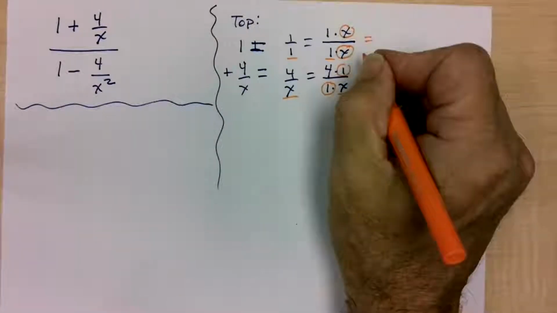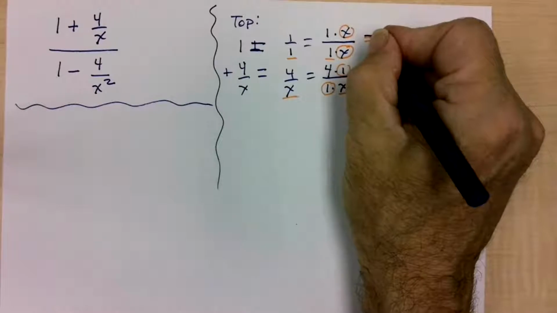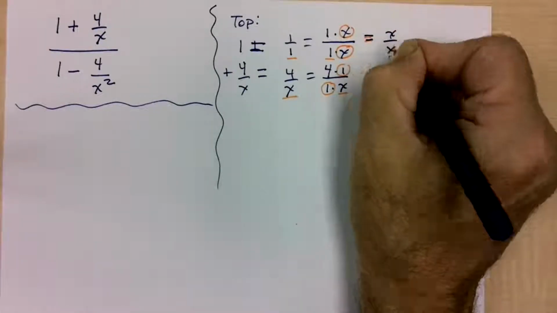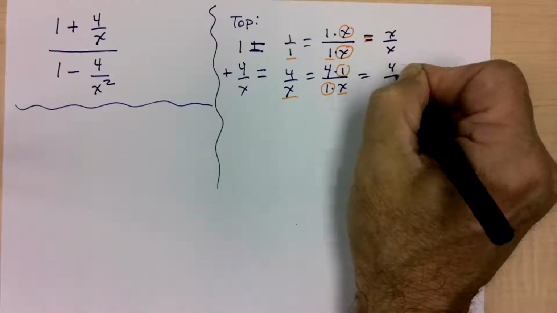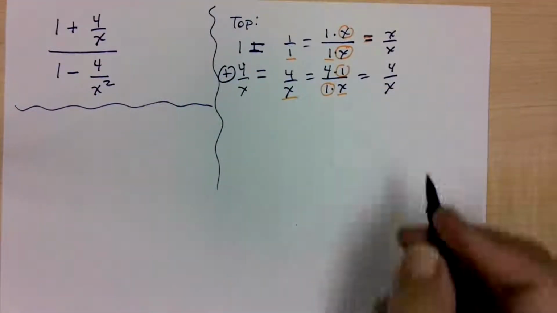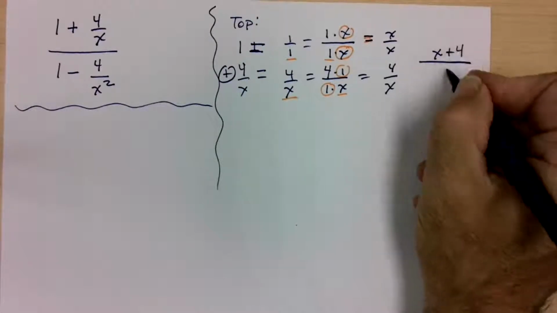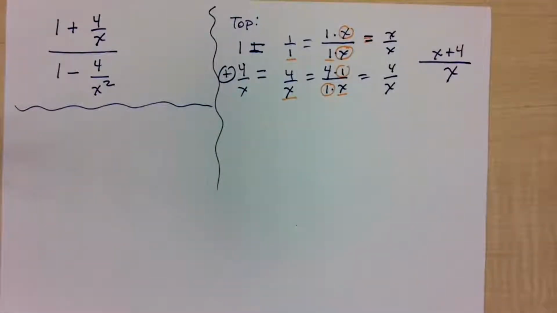So I get 1 times x here. 1 times x is 1x, or just x. 4 times 1 is 4. x times 1 is x. We are adding those together. So putting them together, I get x plus 4 over x as the top.